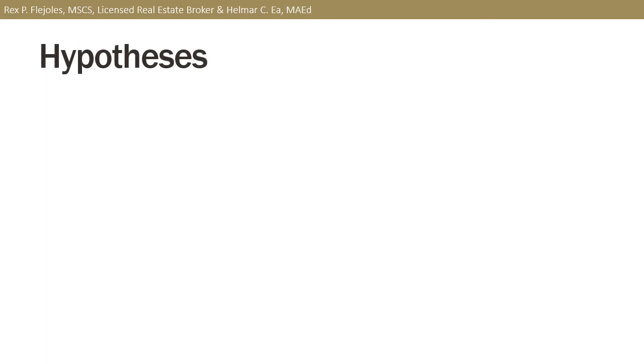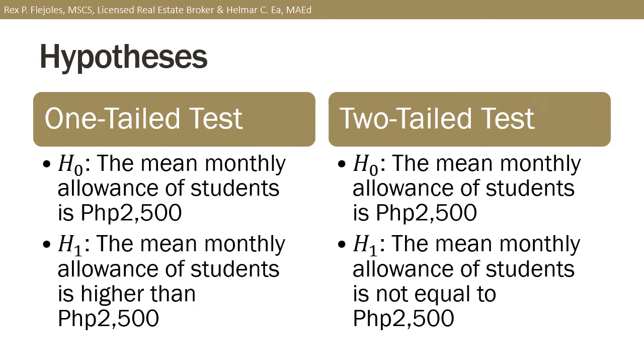For clarity, the following are examples. Let us suppose we have this null hypothesis: the mean monthly allowance of students is 2,500 pesos. The null hypothesis is the same whether the test is one-tailed or two-tailed. The corresponding alternate hypothesis with a one-tailed test is the mean monthly allowance of students is higher than 2,500 pesos. Or it could be in the other direction, which is the mean monthly allowance of students is lower than 2,500 pesos. For a two-tailed test, it would be the mean monthly allowance of students is not equal to 2,500 pesos.